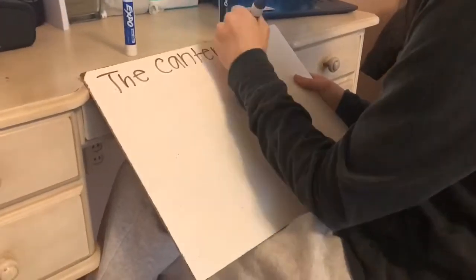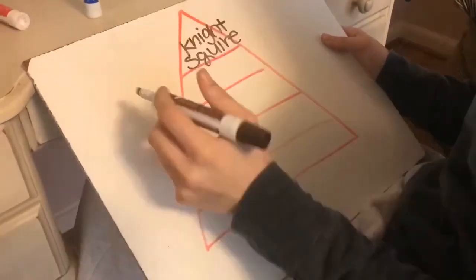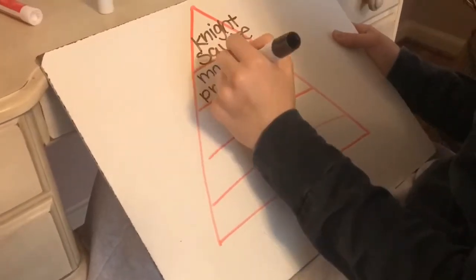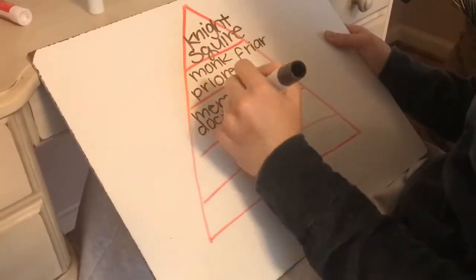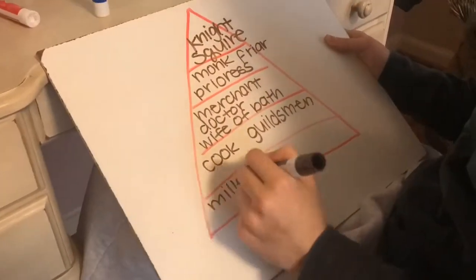In the Canterbury Tales, there's a social structure. At the very top, there's a knight and squire. Then there's the monk and friar and the prioress. Then there's a merchant, doctor, and wife of Bath. Then the cook and the guildsman, and then the miller, yeoman, and plowman.